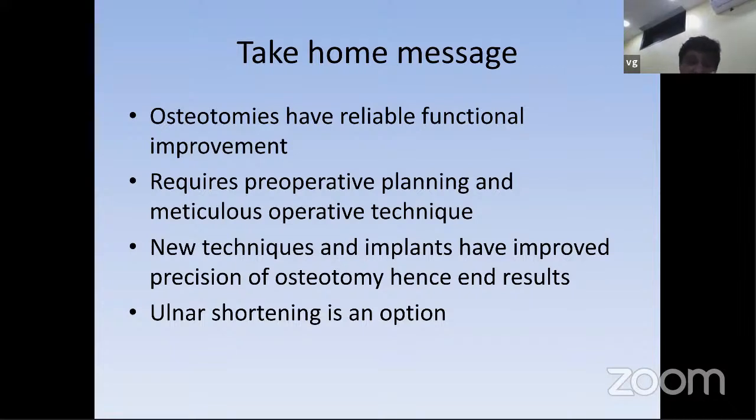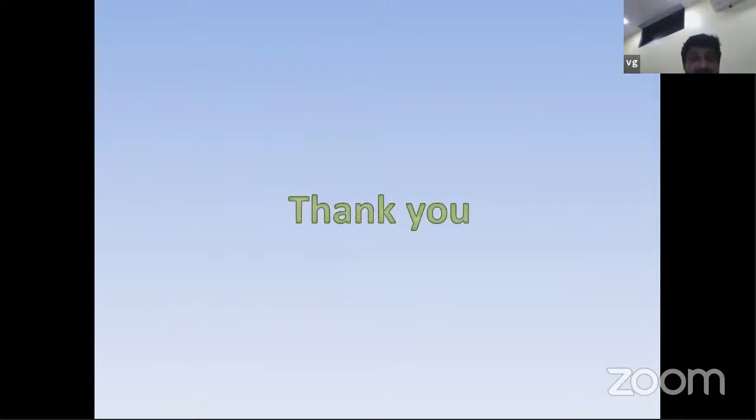Newer techniques are there which are more precise, especially for the intra-articular osteotomies, arthroscopic assisted. And ulnar shortening is a very good option rather than going for radial lengthening. It reduces the healing time by a lot. So if you have persistent ulnar plus deformities, go for the ulnar shortening rather than going for the radial lengthening. Thank you.